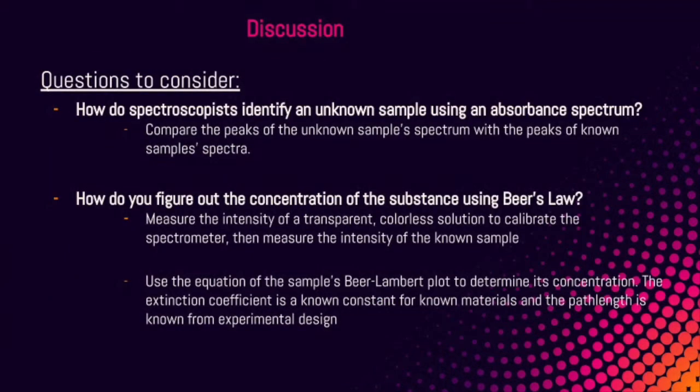The use of absorbance spectra can be a helpful tool to identify unknown solutions by comparing their absorbance fingerprint peaks with the spectra of known compounds. And then the concentration of a substance can be determined by Beer's law. First, by measuring the intensity of a transparent, colorless blank solution to calibrate the spectrometer, and then by measuring the intensity of a known sample. This data can be used to model the Beer-Lambert plot, which will determine the concentration of dye molecules in a solution. The extinction coefficient is a constant for different materials, and then the path length is taken from the experimental cuvette design.